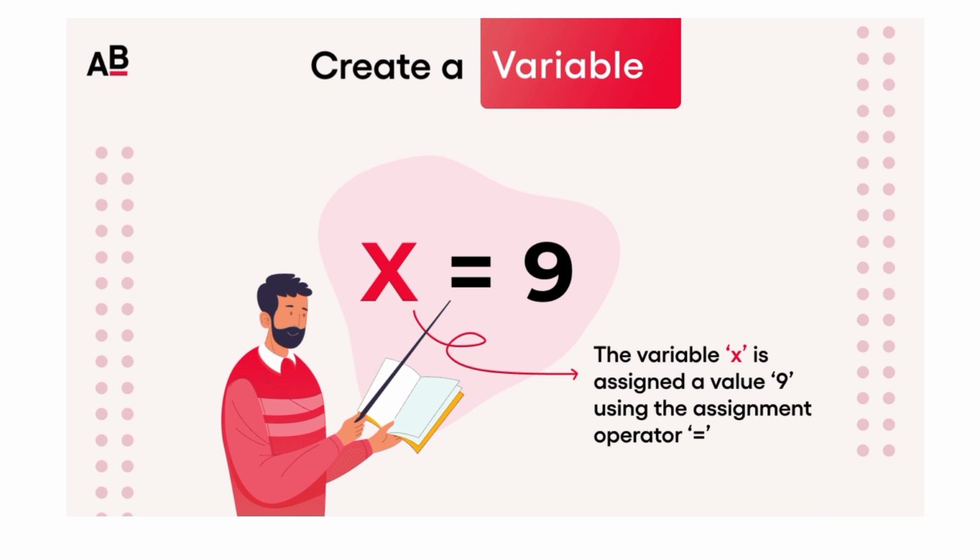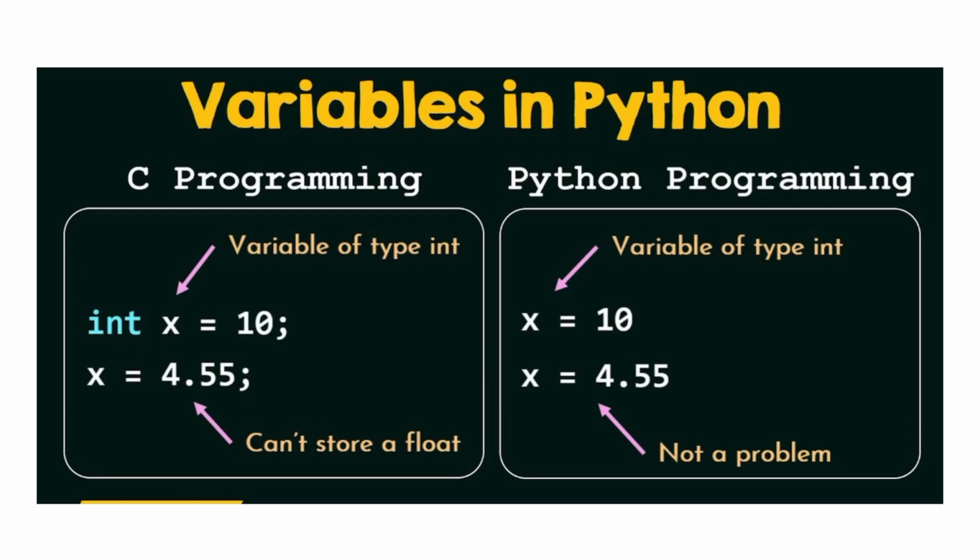using the assignment operator. Equal to, greater than, less than are all assignment operators. And then x is a name, x is a value, and number 9 is assigned to the variable.